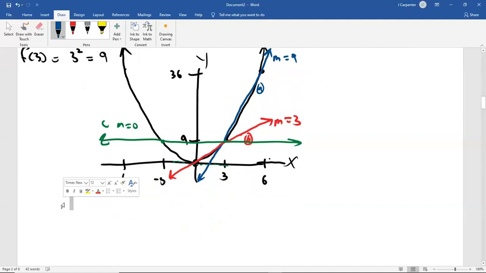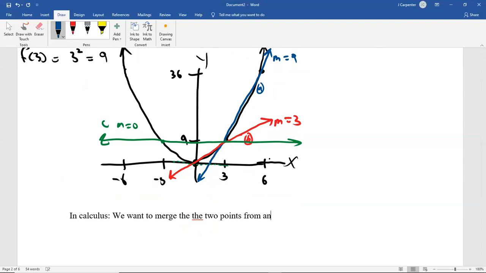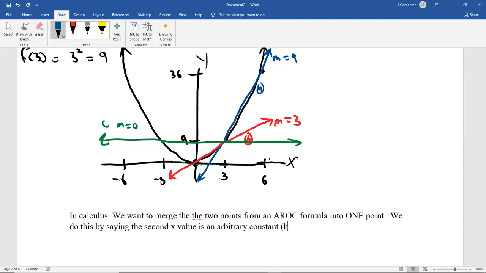So in calculus, what we do is we want to merge the 2 points from an average rate of change formula into 1 point. We do this by saying the second x value is an arbitrary constant, which we label as h, added to the first value.